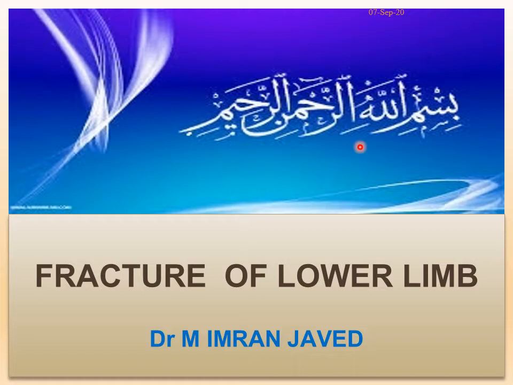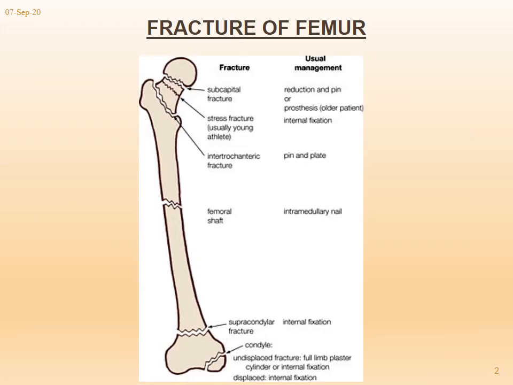Today we are going to discuss the fracture of the lower limb. Fracture of the lower limb bones: the femur, hip joint, knee joint, tibia, and ankle and foot. As you know, the femur consists of the head of the femur, neck area, and the trochanteric area, then the shaft of the femur, and then the supracondylar region, and then the condylar part of the femur. Fracture can happen anywhere in the femur from proximal to the distal part.